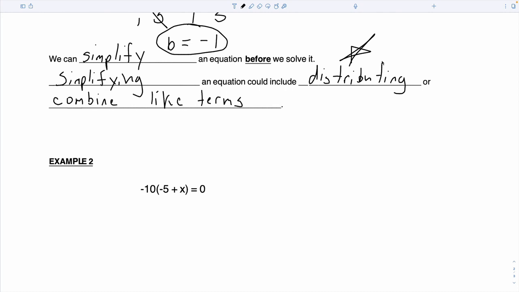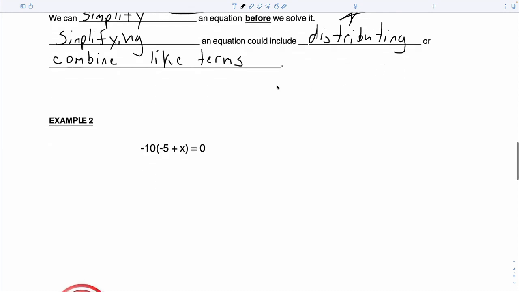Example 2. Reese, I'm looking at this thing and there's parentheses. What does that tell me to do? And what would I multiply by, Reese? Good. Let's be precise about it and include those signs. It might change something. They're both negative, so let's multiply negative 10 times negative 5.